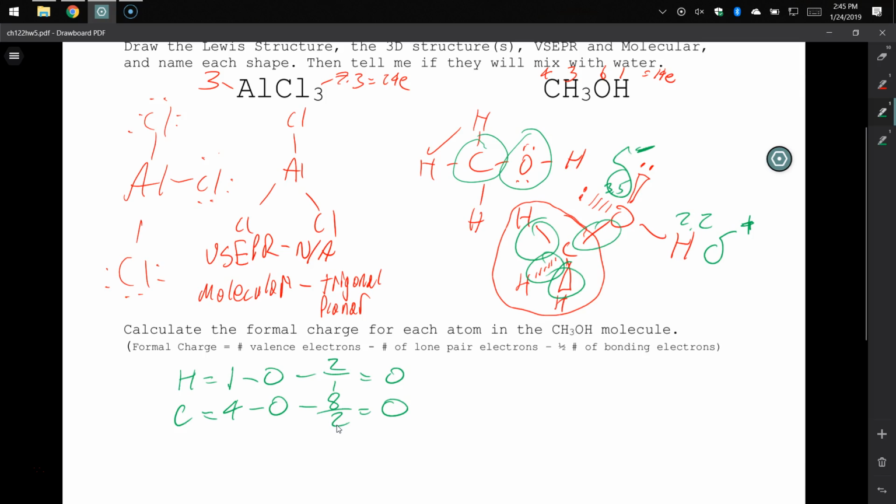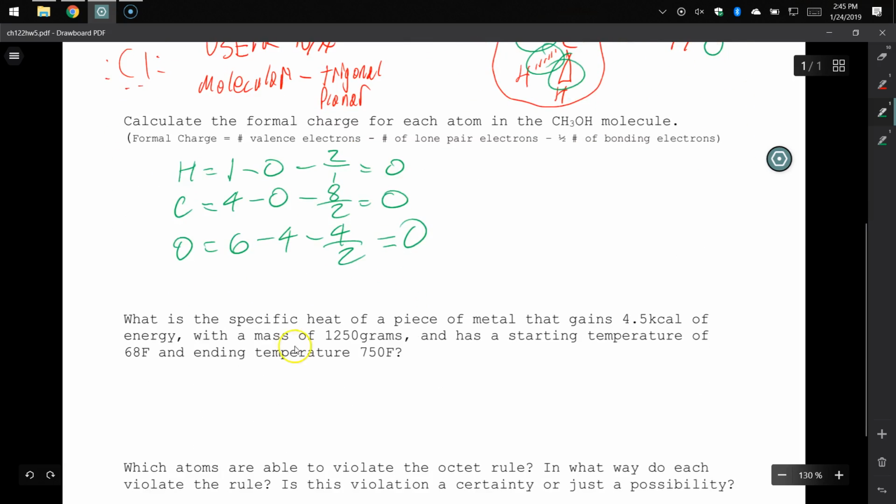Can you tell me what the oxygen's formal charge is going to be? 0. Has to be 0 because this is a neutral molecule, so there's no way it can be anything other than 0. But let's do the math anyway. So oxygen has 6 valence electrons. It has 4 lone pairs of electrons, and it has 4 electrons that are in bonds divided by 2 gives you 0. So formal charges work out on that. Methanol is electronically stable.